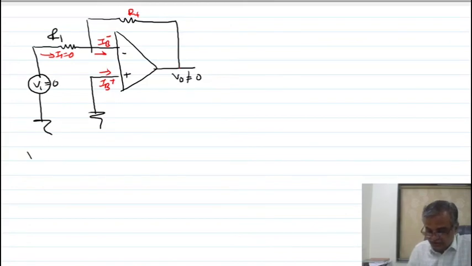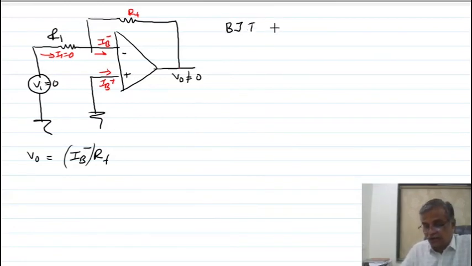But in practice you are not getting VO equal to 0. You are getting VO equal to IB minus into RF for a bipolar junction transistor op-amp. A bipolar junction transistor op-amp means bipolar junction transistors are used at the input. If I say it is a FET op-amp, then field effect transistors are used in the differential amplifier.